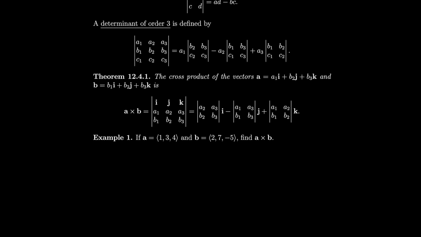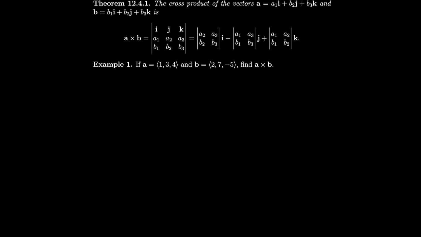So let's do an example real quick of computing a cross product. How about we have these two vectors, 1, 3, 4, and 2, 7, minus 5. So I can say that A cross B is going to be i, j, k in our first row, and then 1, 3, 4, because that's A, in our second row, and then 2, 7, minus 5 from B in our third row. So then this just equals, let's see, we have i times the determinant of this matrix.